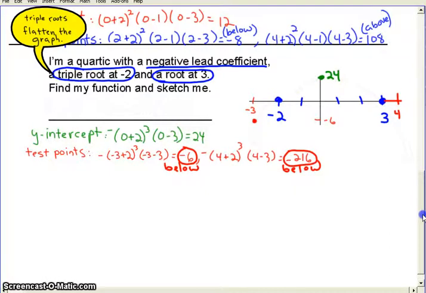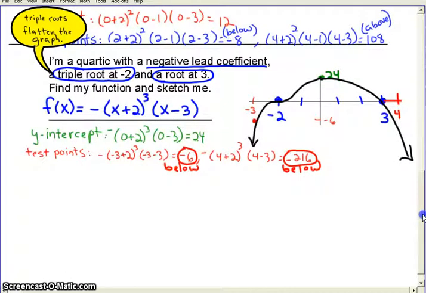And then your test points. I chose -3 and 4. You could have chosen -4, any number to the left of -2, any number to the right of 3. When I plug in -3 for x, I get a -6, so the graph's going to have to go below the x-axis after it goes through the root at -2. When I chose 4, I got a negative number as well. So putting all that together, the function would be written -x plus 2 cubed times x minus 3. Then you connect your points.